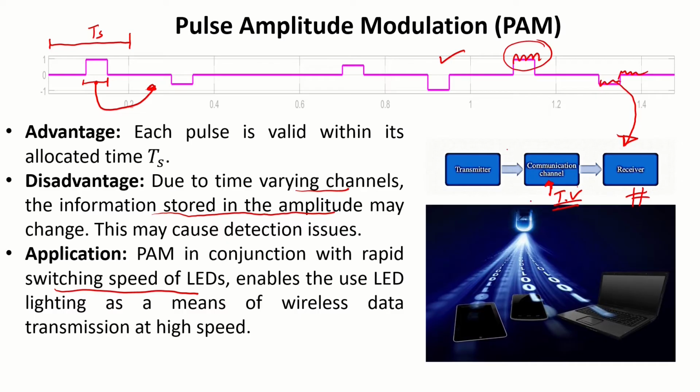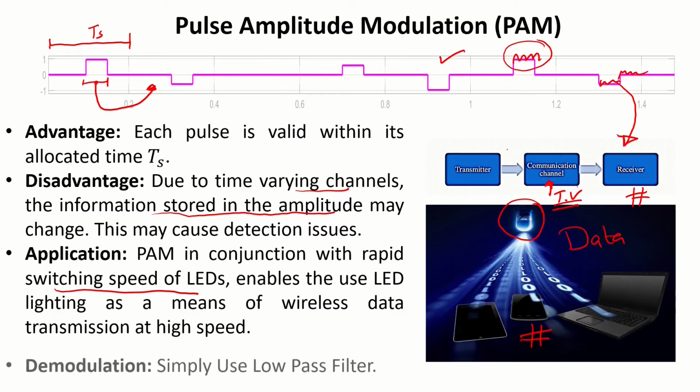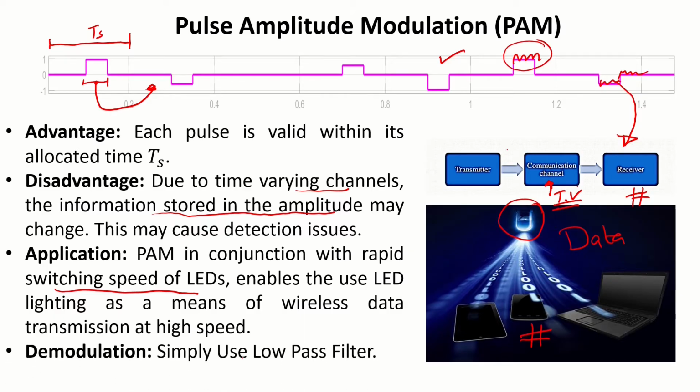PAM finds many applications including its use in switching speed of LEDs. So hence using PAM we can have high speed data which can be wirelessly transmitted to terminal devices such as cell phones and laptops. Lastly, regarding the demodulation, we simply use a low pass filter to demodulate and get back our message signal m of t in some form.